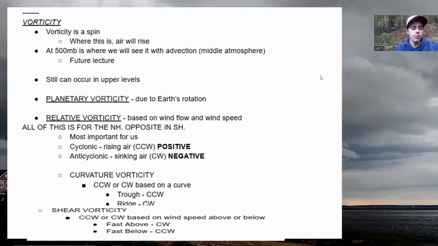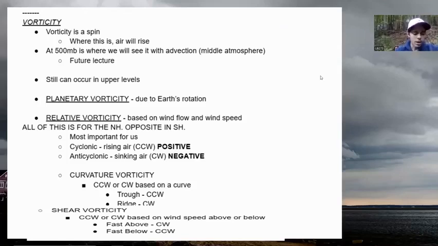But I was saying that for relative vorticity, we could have cyclonic vorticity, which is we're going to have air rising. It's going to be counterclockwise. We call that positive. Anticyclonic is going to be sinking air, clockwise, and we call that negative.